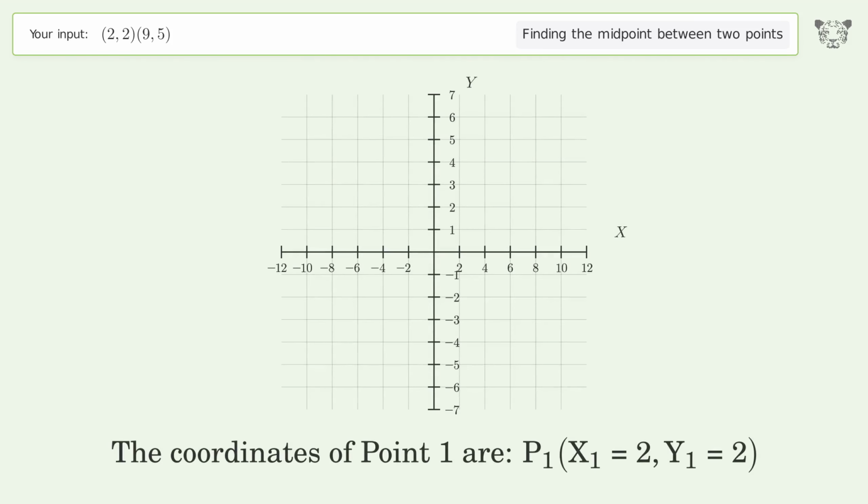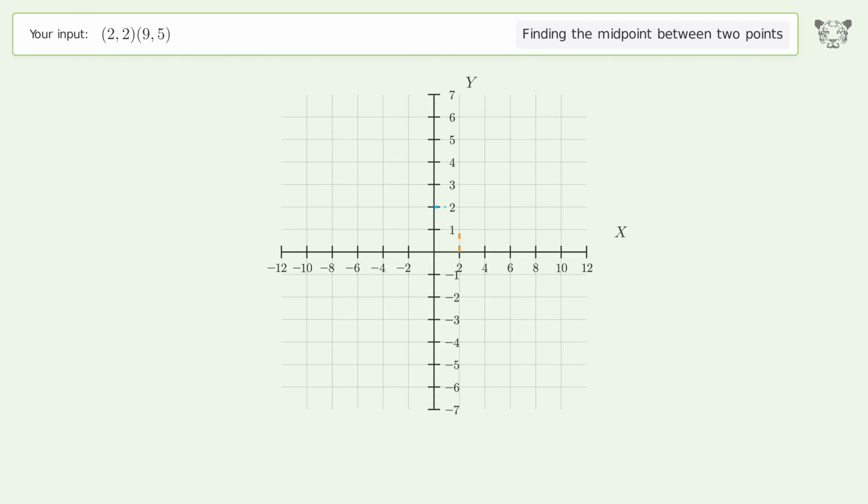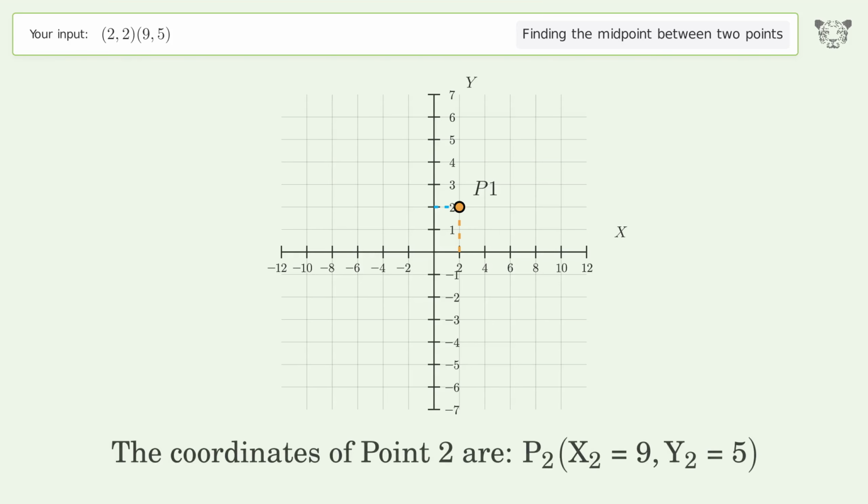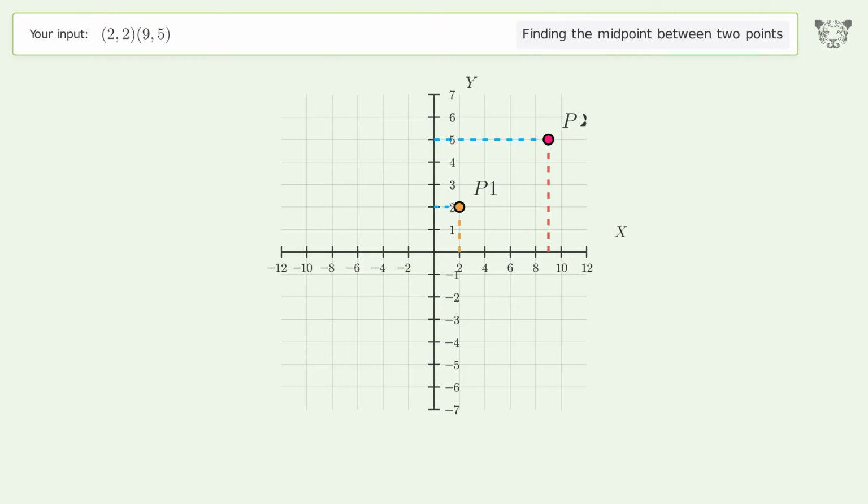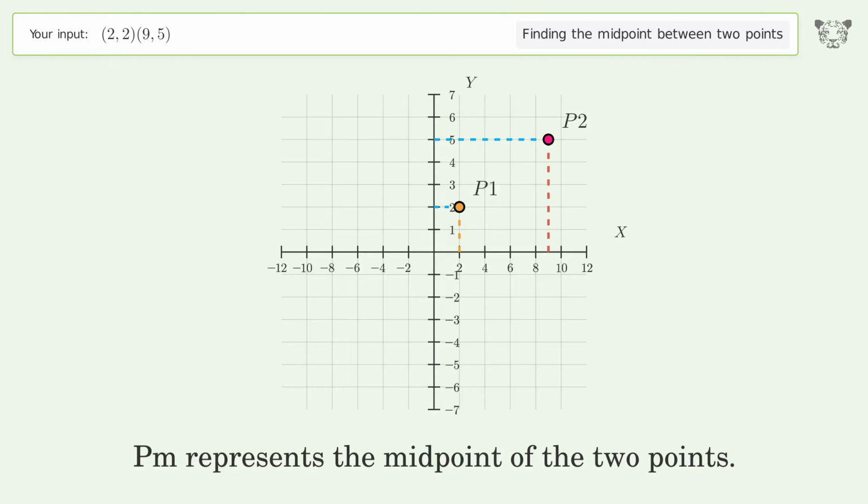The coordinates of point 1 are x1 equals 2, y1 equals 2. The coordinates of point 2 are x2 equals 9, y2 equals 5. PM represents the midpoint of the 2 points.